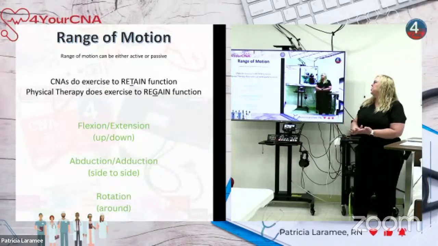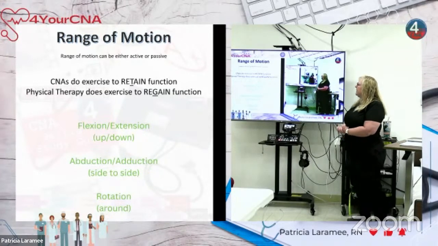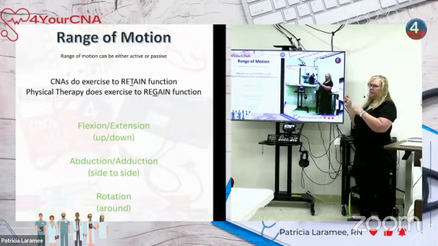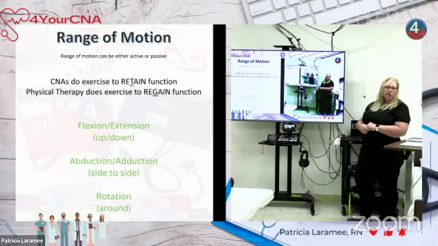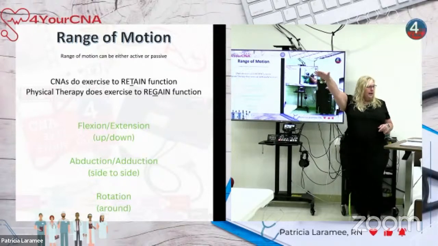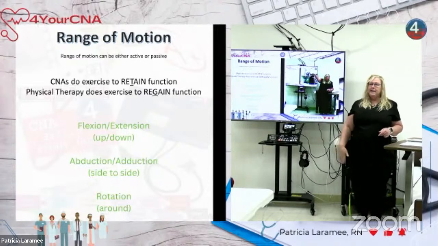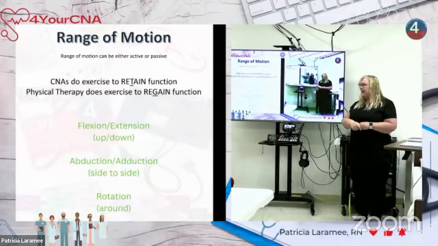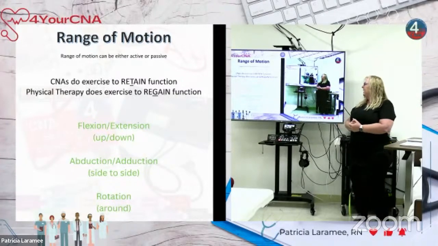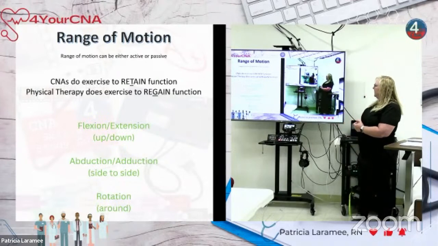So I want to remind you what range of motion is. Remember that CNAs do exercises to retain function, not regain function. So we're not trying to make anything better. We're just trying to keep whatever they've got going on. So if we get to here and get ow, the next one goes below the ow, and we let the nurse know, hey, the patient said ow. Let them know why, and the nurse will go figure out what to do about that.